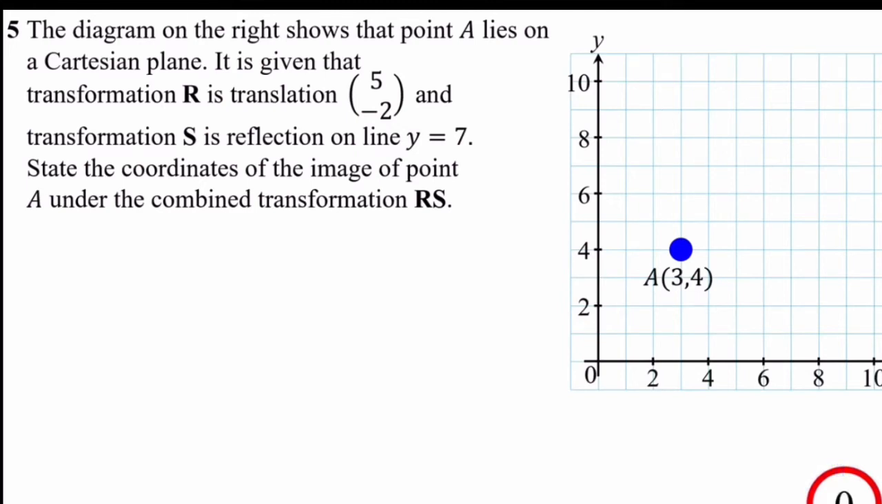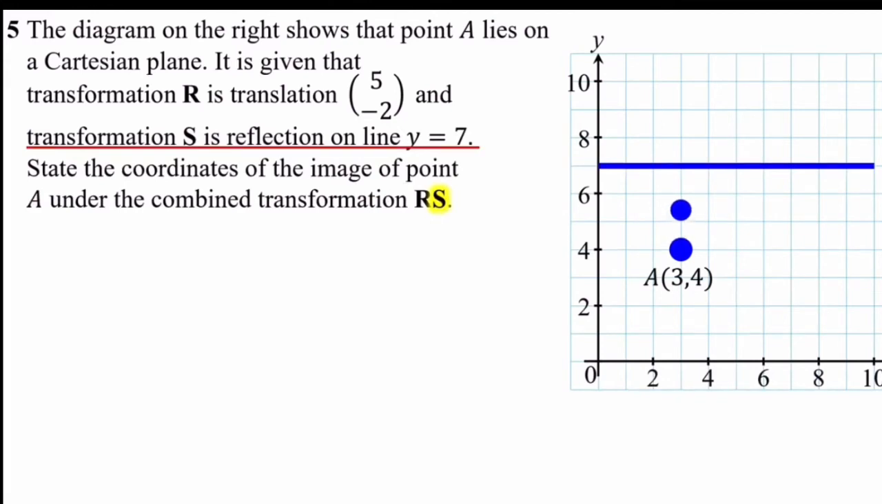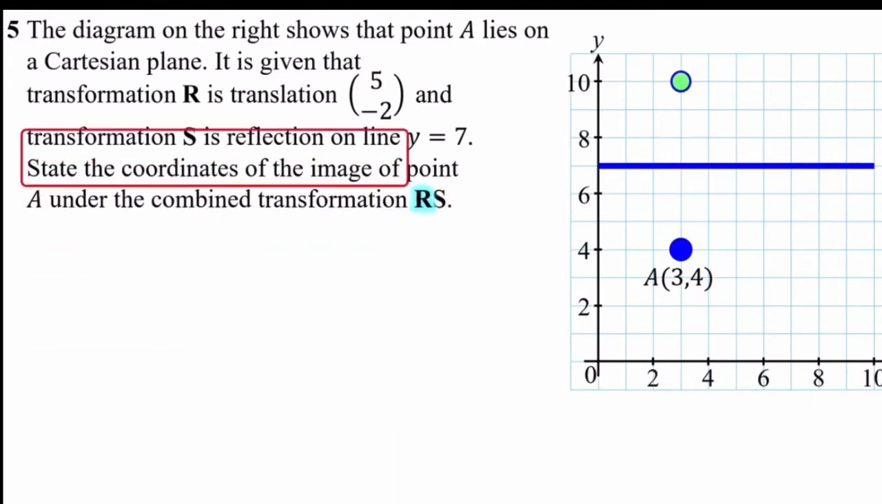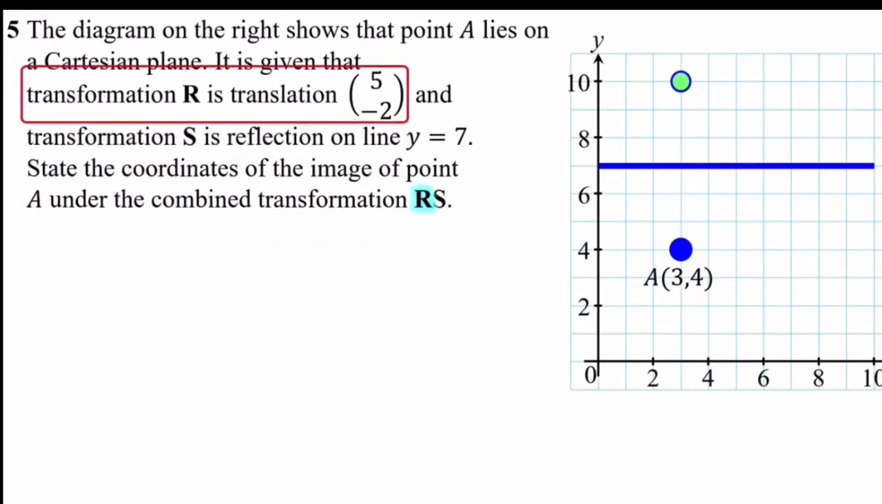For the A prime, you write down the point before you do the R. So that means we are going to write the answer for the A after we do reflection y equals 7. We will write down first the answer, which is actually at 3, 10. It must be perpendicular distance to the object. Object is in blue, image is in green color. So you can write down the first image for A prime is at 3, 10.